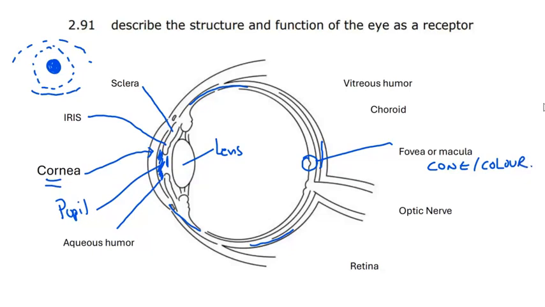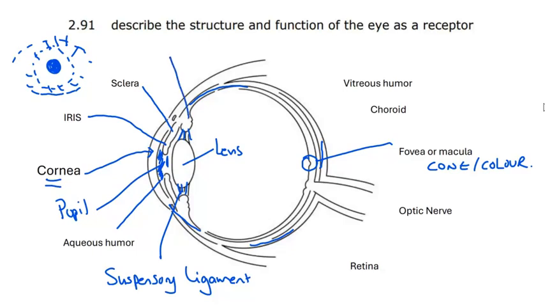The lens itself is supported, or suspended rather, by some fibers, some ligaments in this area here. They go all the way around in the plane of the eye. In other words, they're kind of going all the way around like so. And we'll take a look at that in more detail when we look at focusing. But these are called the suspensory ligaments.